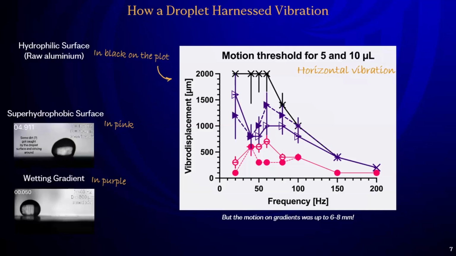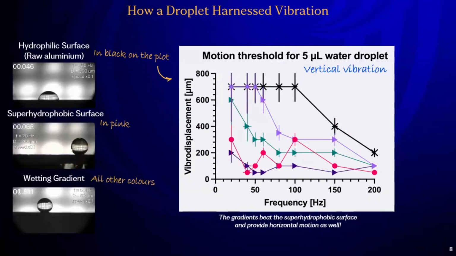And this is for horizontal vibration. If we talk about vertical vibration, that's when the gradient started to shine. Black and pink line, the same. All other different colors, it's just the different strengths of the gradient. So at the beginning I mentioned that's how quickly we change wetting properties.